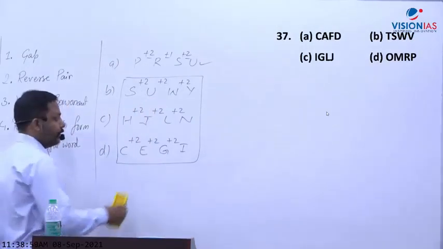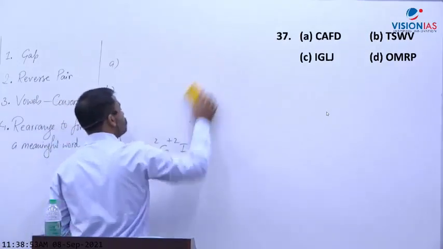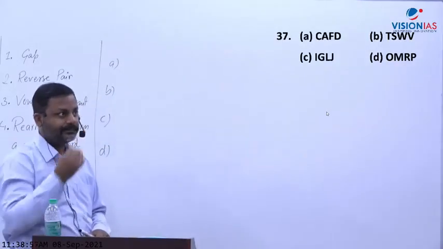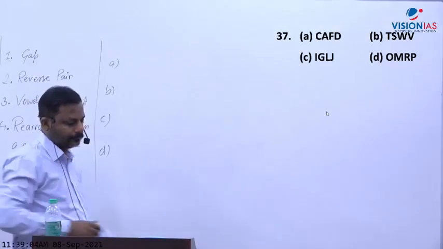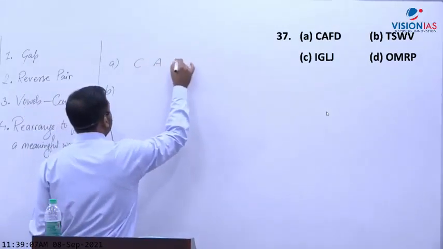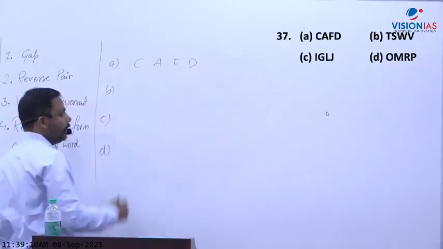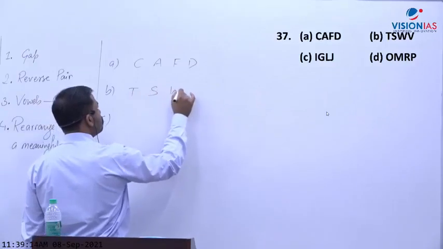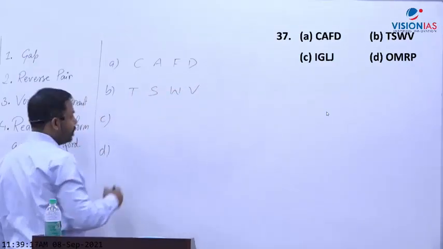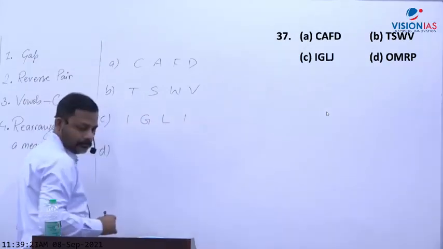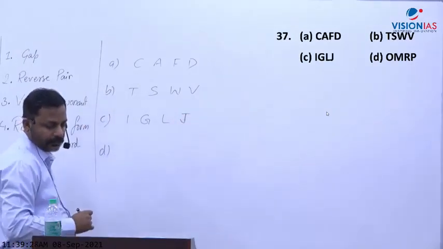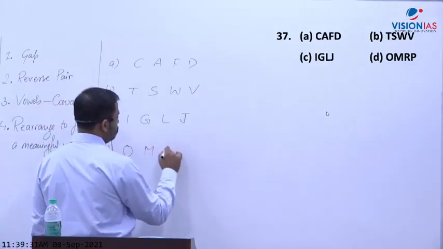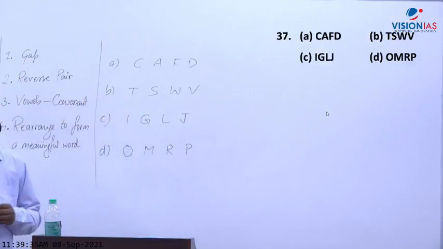Now question number 37. It is C, A, F, D; T, S, W, V; I, G, L, J; and the last is OMRP. So here which one is odd?